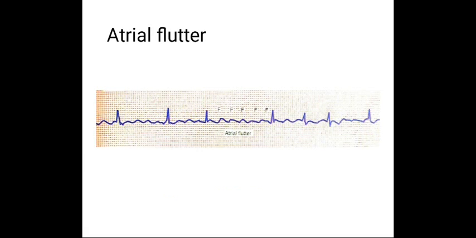Because it is associated with a very fast heart rate, it is generally accompanied by AV block. The classical sawtooth waves, that is F waves, are usually present. Now we will see the characteristics of atrial flutter. This is the ECG that shows the flutter waves.